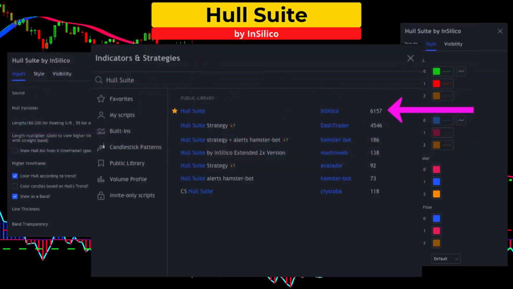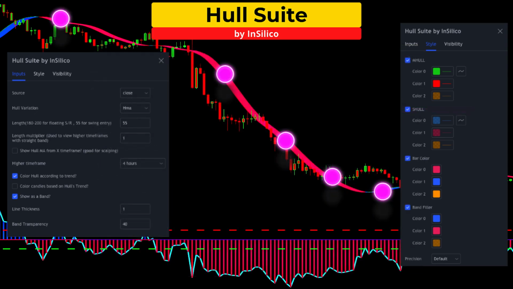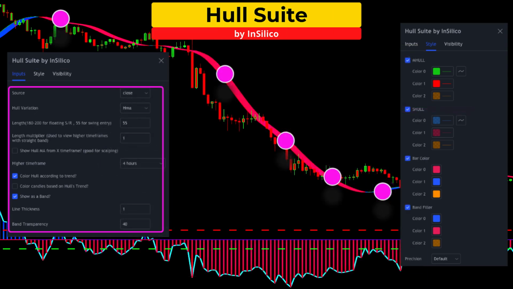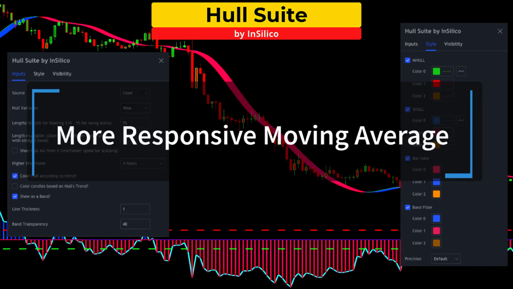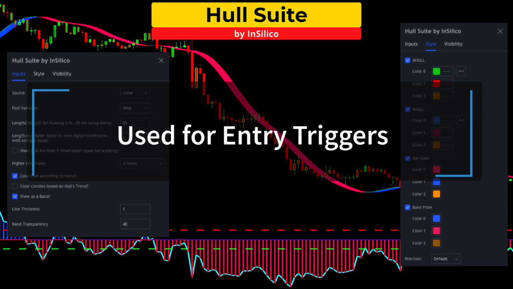First indicator is the Hull Suite. This custom indicator is capable of deploying multiple variations of the Hull moving average, but for this system, inputs will be kept at default. I am going to change the color so you can see it more clearly. The Hull moving average attempts to remove the lag from a standard moving average. The result is a more responsive study as compared to an SMA. In this system, the HMA will be used for entry triggers.